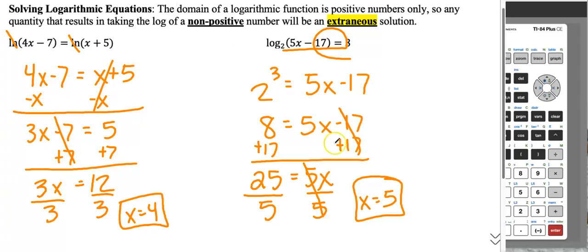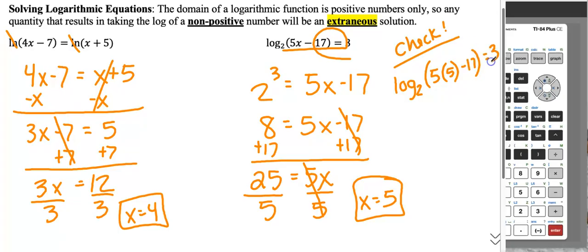Now again, we do need to check our work to make sure this is not an extraneous solution. So you would have log base 2 of 5 times 5, take away 17, and I want to make sure that equals 3, because that's what it was right there. So 5 times 5 is 25, and 25 take away 17 is 8. So this turns into log base 2 of 8 equals 3.